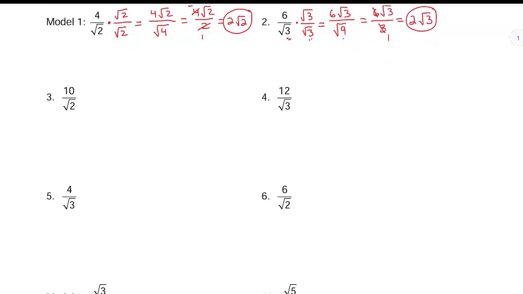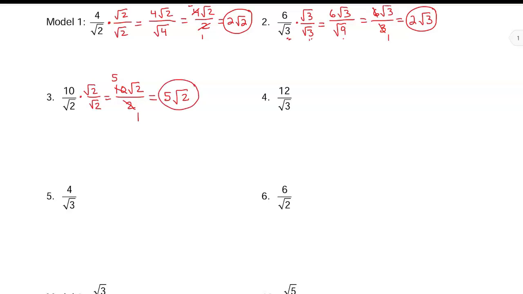Number 3, multiply top and bottom by the square root of 2. In the numerator, I get 10 root 2. In the denominator, I'll get the square root of 4, which is 2. So that 2 in the denominator cancels with the 10 in the numerator. 2 goes into 2 once, 2 goes into 10 5 times. 5 times root 2 is 5 root 2.